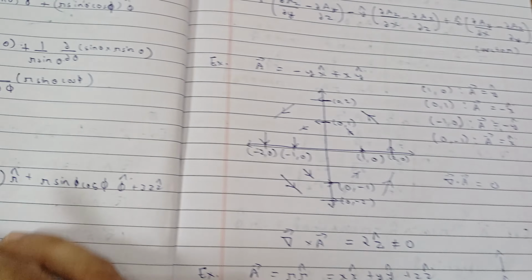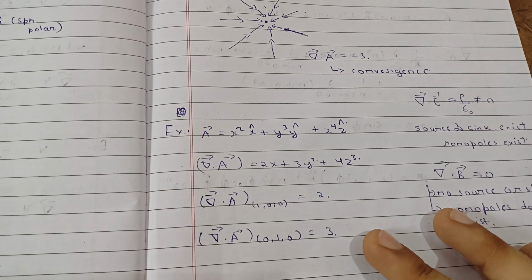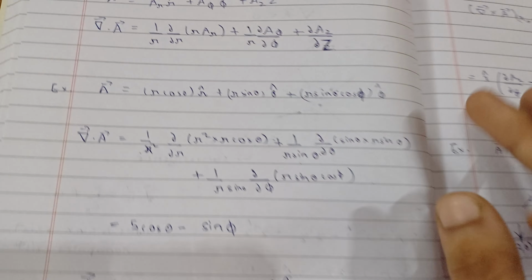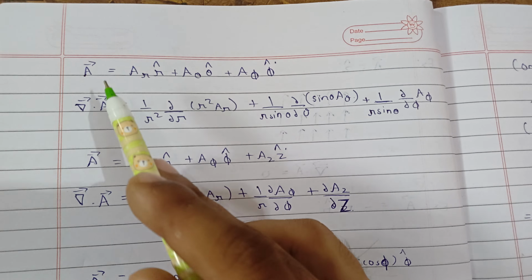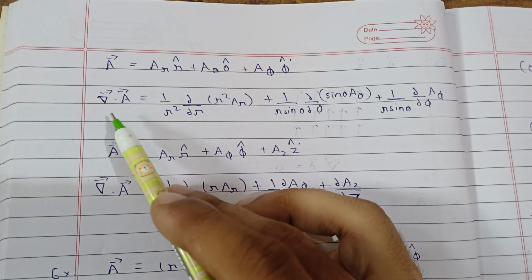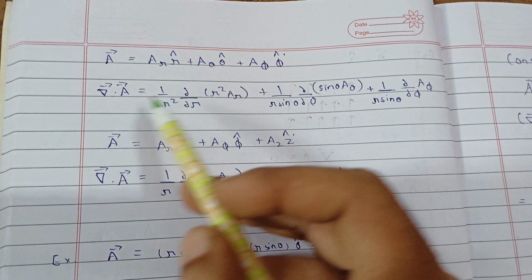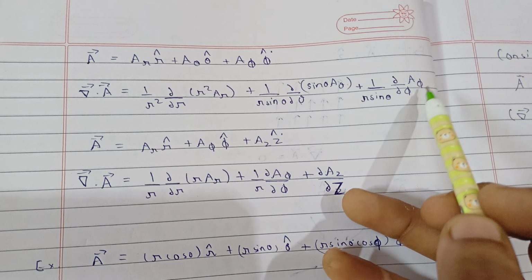So now see, it was in the Cartesian coordinates. Now you can find divergence in the spherical and cylindrical also. So you must remember these formulas. If A is in the spherical coordinate system (r, theta, phi), then your divergence is given by this formula. Here A is A_r, A_theta, A_phi. So A_r will be here, A_theta will be here, and A_phi will be here.